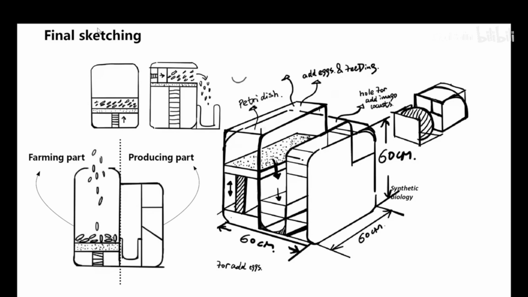Comes to my final concept. The left part is for farming locusts and the right part is for producing. I also made the product bigger to ensure enough space for locusts to grow up.